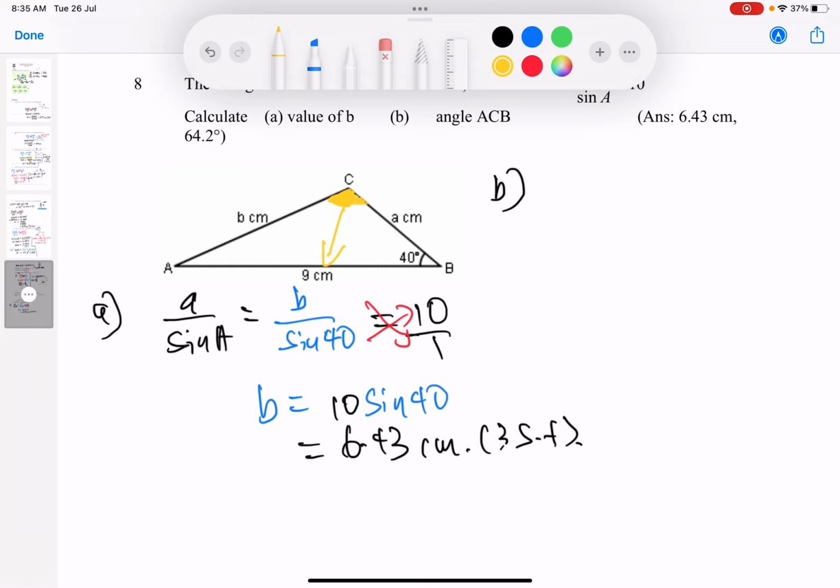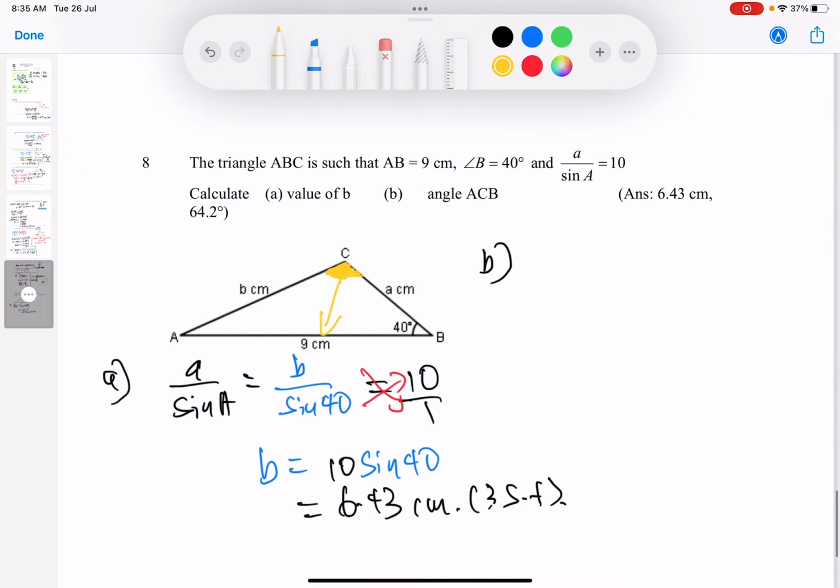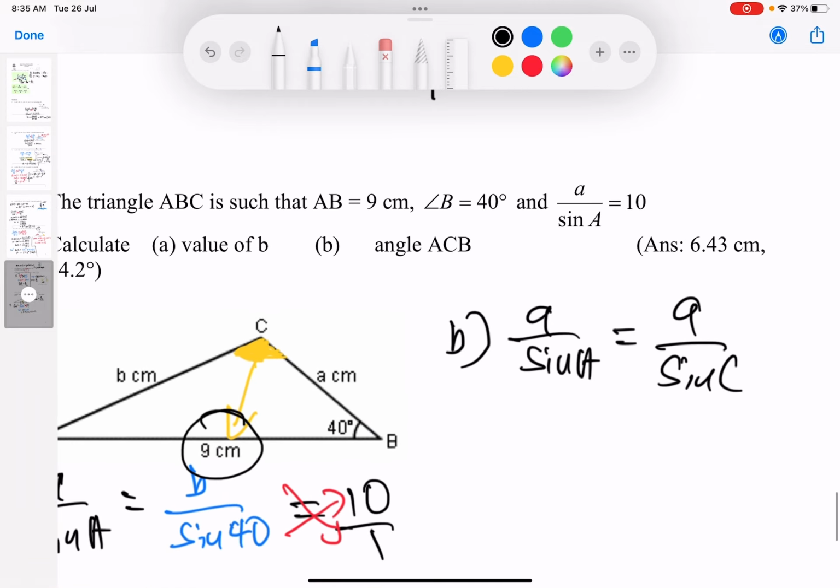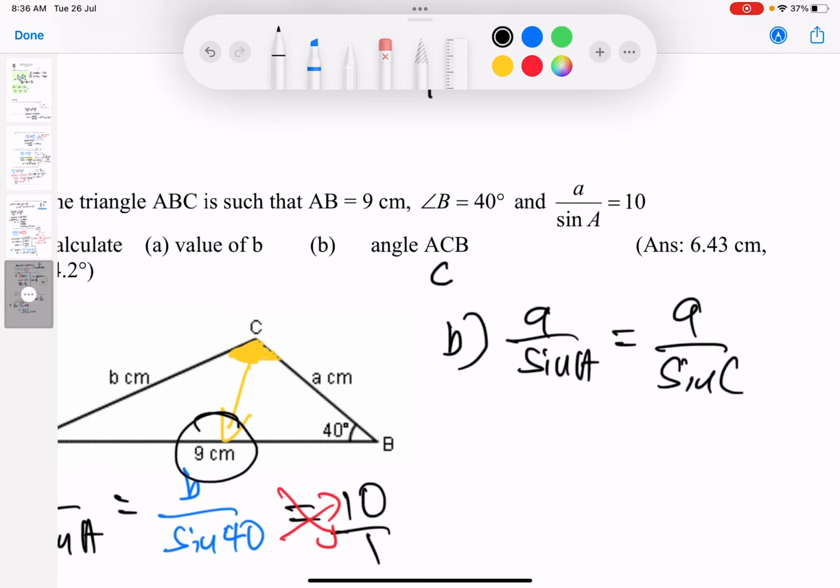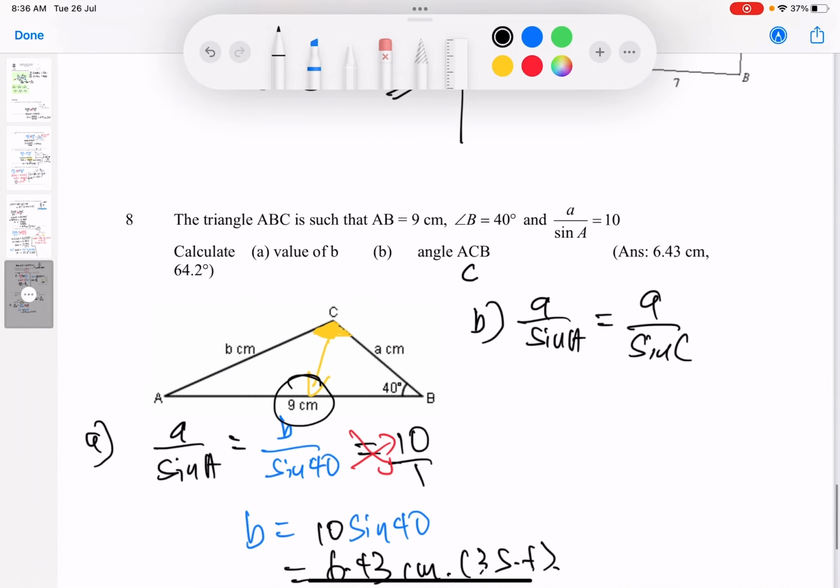Okay, so let's quickly go through part B very quickly. Now, since I know the ratio of A over sine A, I'm going to let it compare. A is the side, right? So I know that this side is 9. I'm going to let it equal to 9 over sine C. Because I want to find out what angle ACB is. Angle ACB is basically angle C.